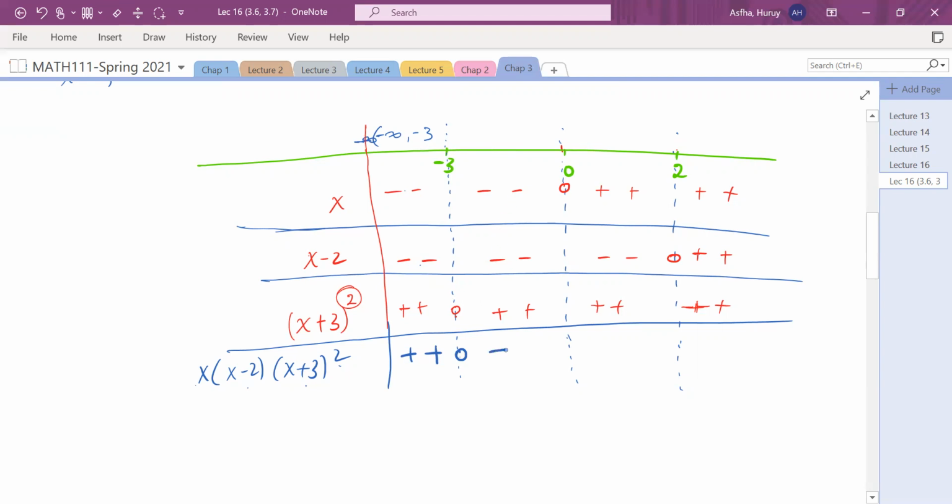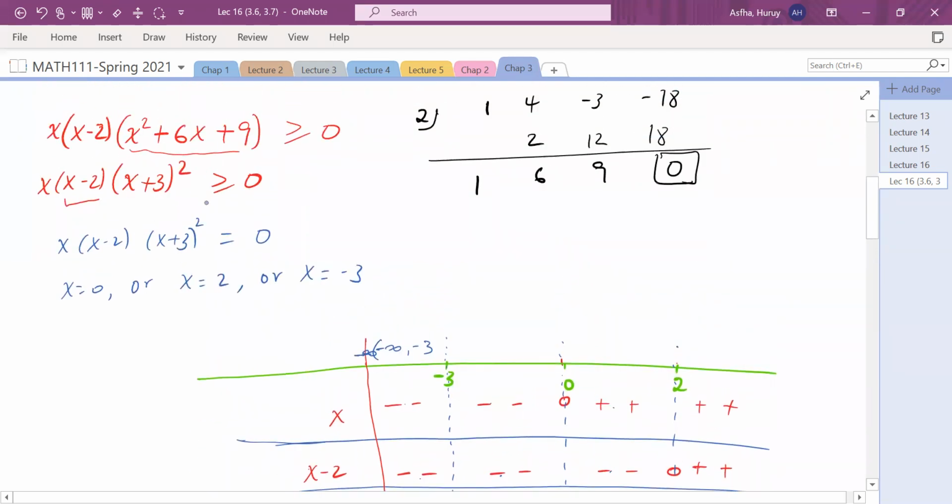Here, again, it's positive because negative times negative is positive. Positive times positive is positive. Here, it's 0. Here, positive times negative is negative. Negative times positive is negative. So we have negative. Here, it's 0. And here, all 3 of them are positive. So it is positive.